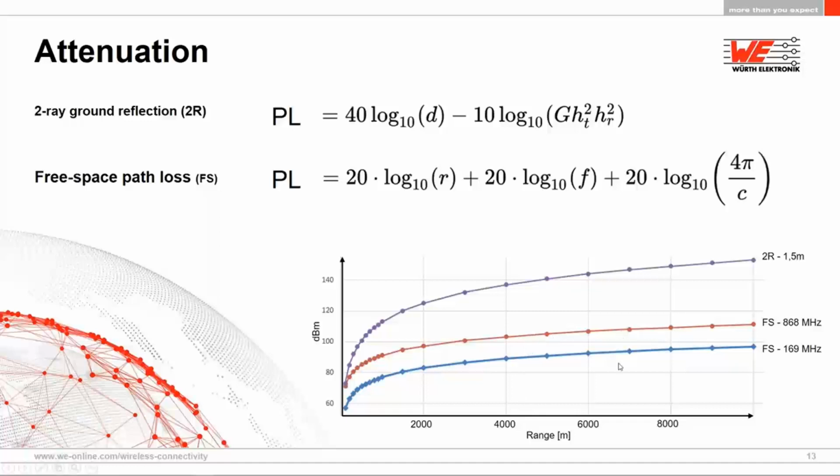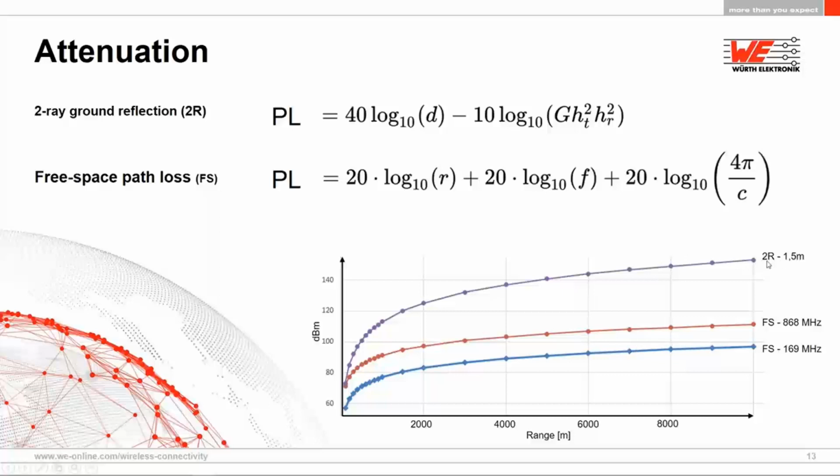The red and blue at the bottom are so-called free space formulas for 169 and 868 megahertz. And here you'll see that with a signal strength of 100 dBm, we could get quite high, up to 6, 8, or 10 kilometers. But that is not what really happens here on Earth.